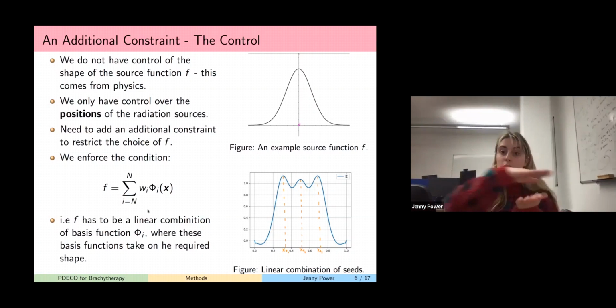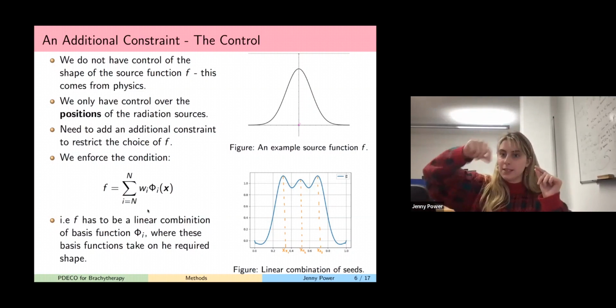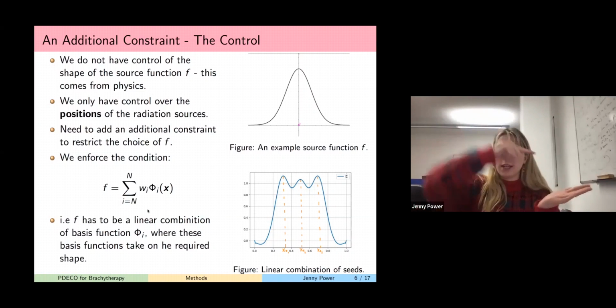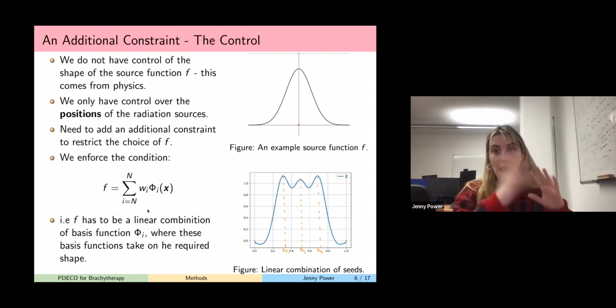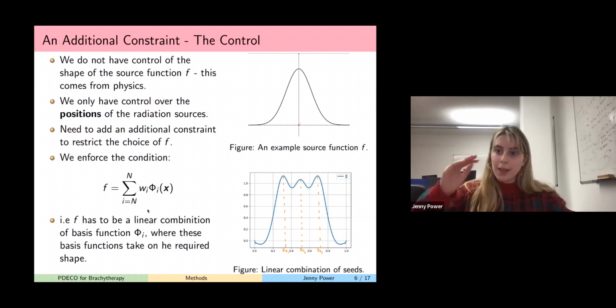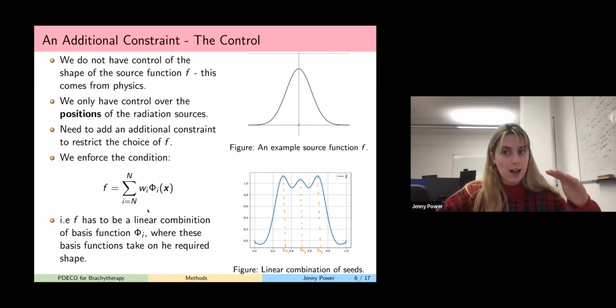So if I have, let's say, a grid of possible places I can place seeds, it will tell me, okay, in this position over here, I don't want any seeds. I'm going to have a weight of 0. In a different position, I definitely want a seed there. It's going to have a weight of 1. And that's kind of how we end up figuring out where we have seeds.